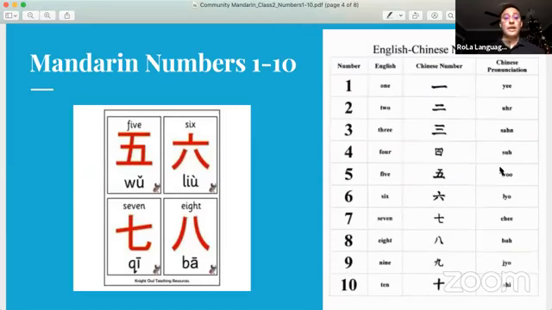Very good. Now we have wǔ for 5. Use your hand and your mouth: wǔ. Liù, okay, liù.